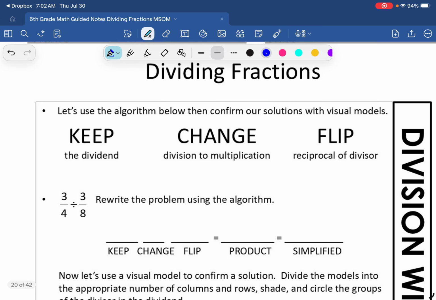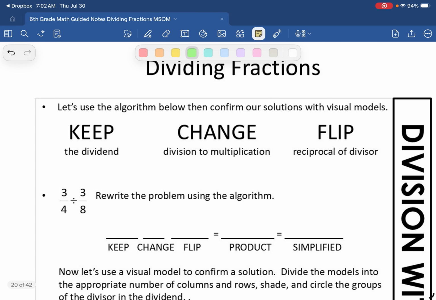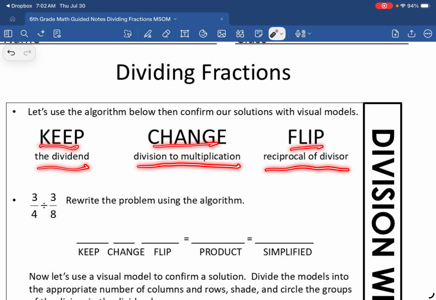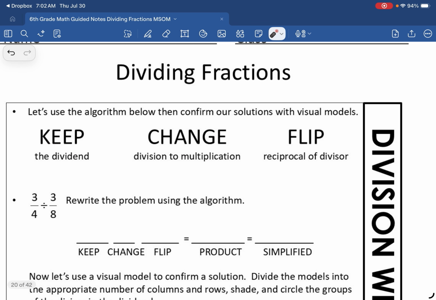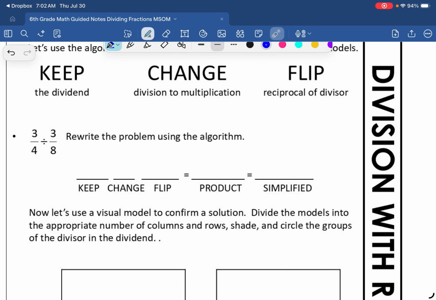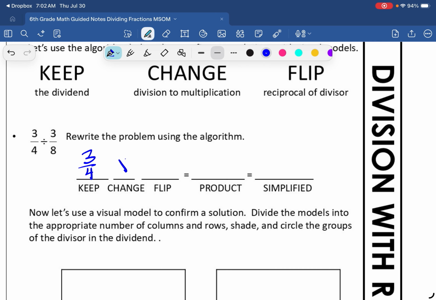Let's use this algorithm below, then confirm our solutions with visual models. So keep the dividend, change the division to multiplication, and flip to the reciprocal of the divisor. Keep, change, flip. So we're going to figure out 3/4 divided by 3/8. We're going to rewrite the problem using the algorithm. So we have 3/4, we keep the first fraction, change the division to multiplication, and flip the second fraction, which is the reciprocal.